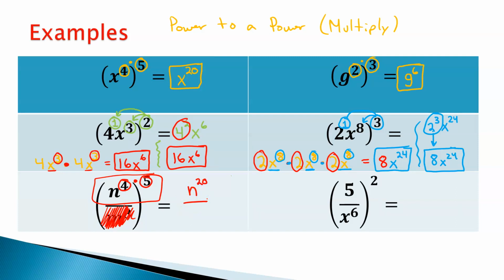Now I want to do the same thing, but this time, I'm going to cover up that numerator, and I'm going to work with that denominator. We have m to the 8th power being raised to the 5th power. We're still multiplying those exponents. Power to a power, we multiply. 8 times 5 gives us 40. m to the 40th power, that would be it. That is our final answer there.